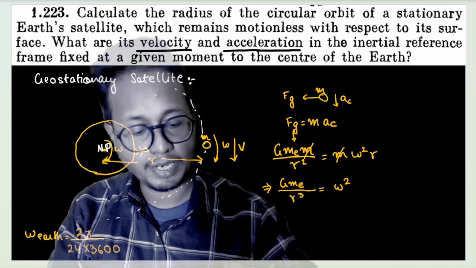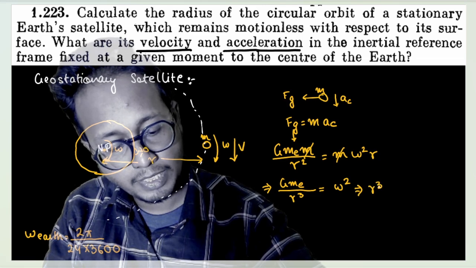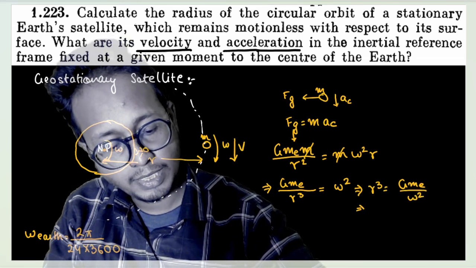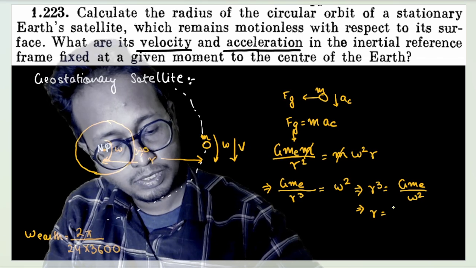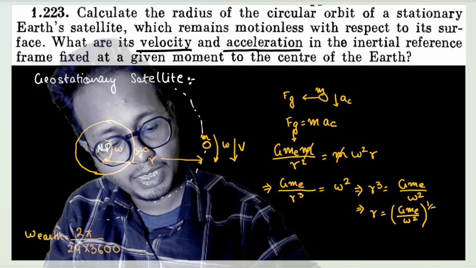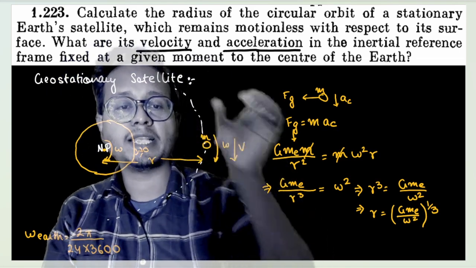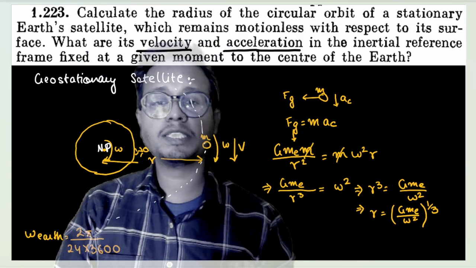We need to find the value of r. Out here, r cube is G Me by omega square, or r is G Me by omega square to the power 1 by 3. However, I need to find the velocity and acceleration. Velocity is omega into R.